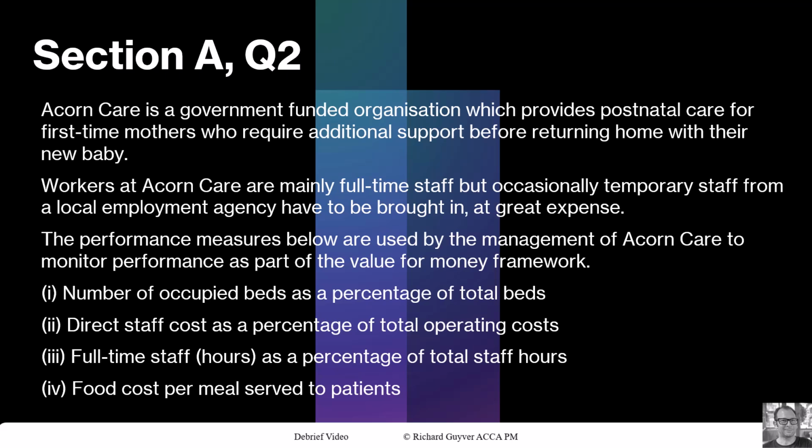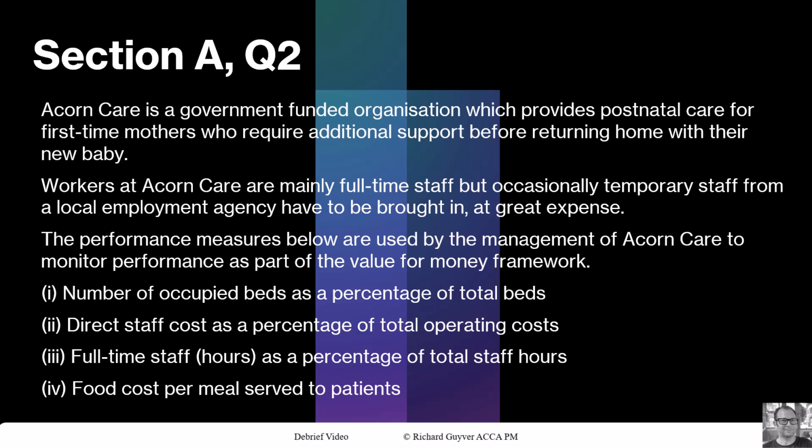We're looking at economy within the value for money context. Economy can be thought of as how we minimize the cost of the inputs into this system, into this process, while still achieving the quality and amount of output required. So the focus on economy is around the cost. And number 2 here, direct staff costs as a percentage of total operating costs, is a measure of economy. So we can't shortcut, we do now need to go for the others.